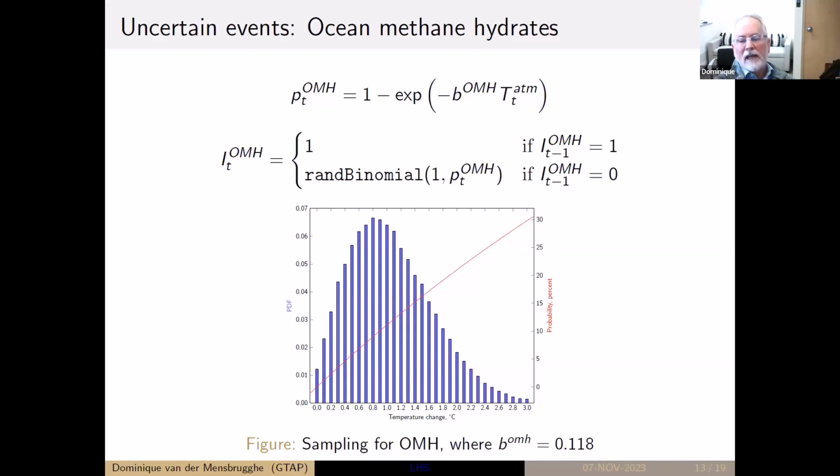So when you sample one time out of 3, you're going to expect it to have occurred. But actually, the mode of this distribution is around 0.8 degrees, as you can see. So that's when the ocean methane hydrates would start being released on average, would be when temperature reaches 0.8.